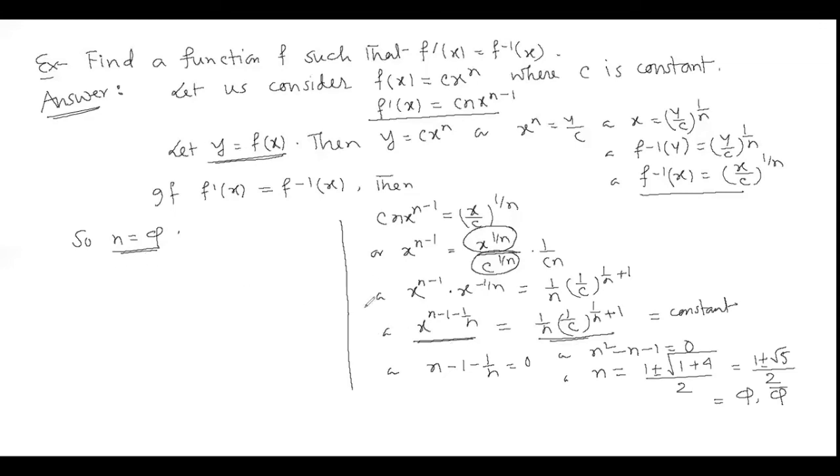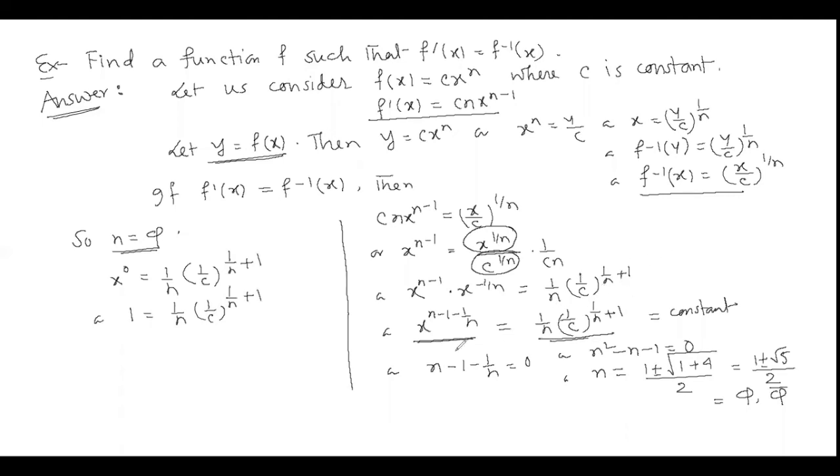Now if n equal to phi, then the left hand side will become x to the power 0 and the right hand side will be 1/n. Okay, from this relation, we are taking n minus 1 minus 1/n equal to 0, so it will become x to the power 0, and the right hand side it is 1/n into (1/c) whole to the power 1/n plus 1. So we are writing it once again, (1/c) whole to the power 1/n plus 1. Clear? Now x to the power 0 is equal to 1, which is equal to 1/n into (1/c) whole to the power 1/n plus 1.